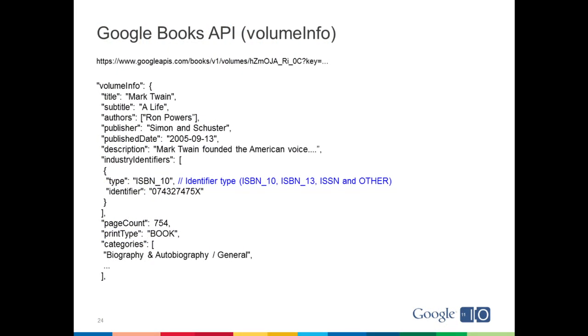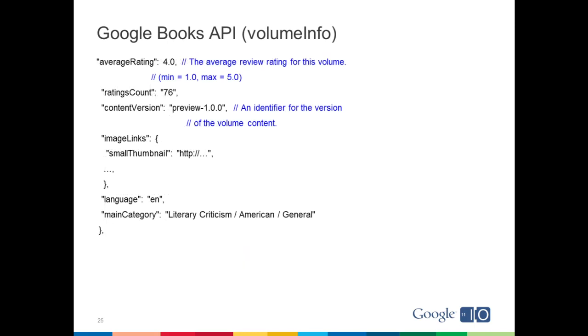So volume information, the standard stuff. Again, the interesting thing here is the type, so we do have multiple types in there: ISBN 10, 13, depending on what the exact volume is. Average rating, content version. Content version is interesting. If you're actually going to start doing a device integration, you're going to want to talk to us because the content versioning comes into play there.